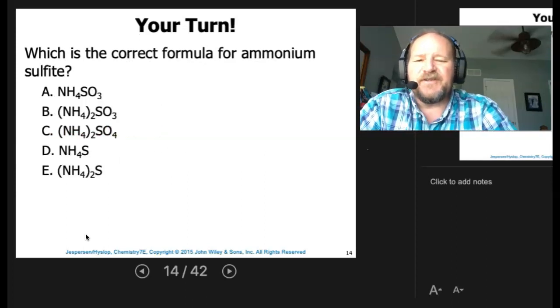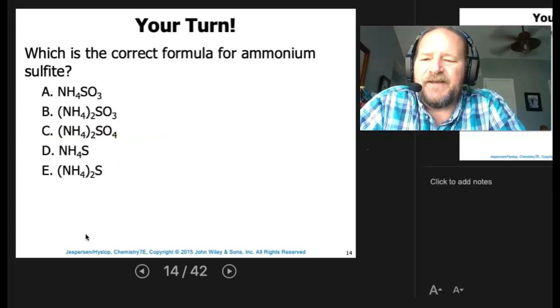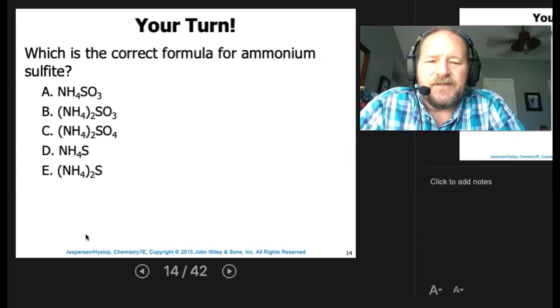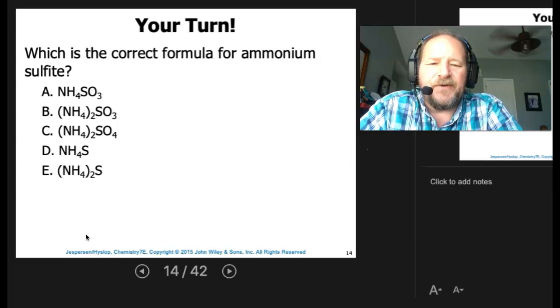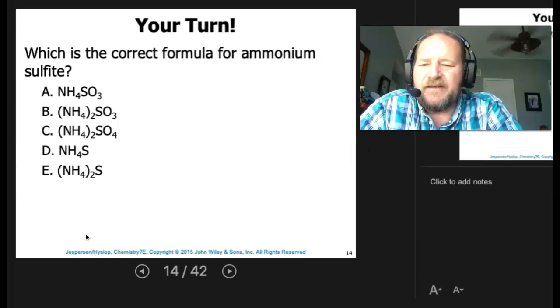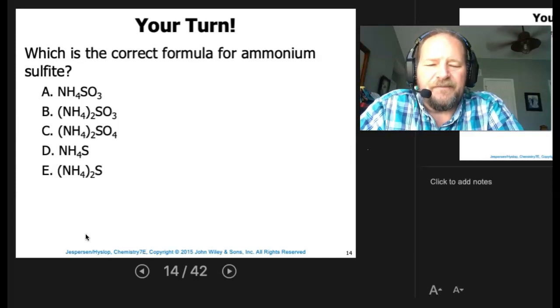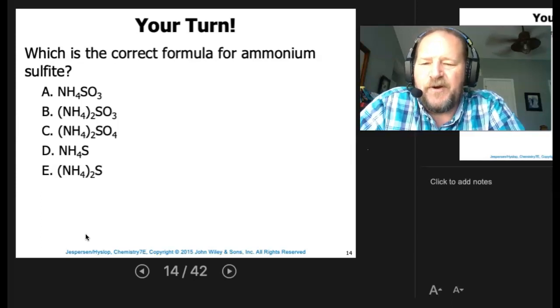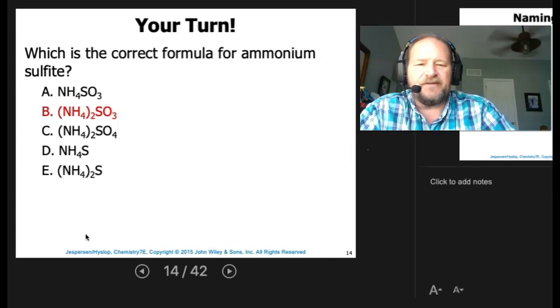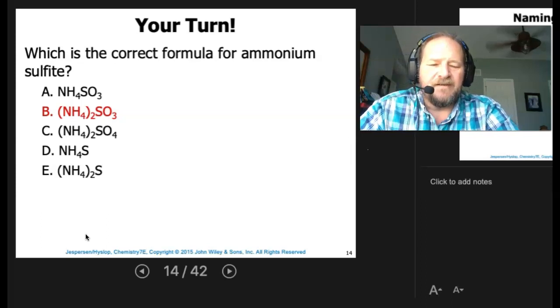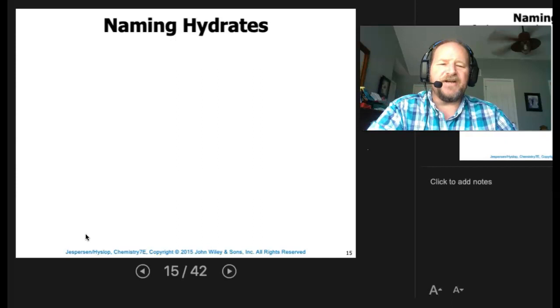All right, which is the correct formula for ammonium sulfite? Ammonium sulfite. Well, sulfite, ITE, is telling us that it's got to be an SO3 ending. So you can look on your polyatomic sheet there. We know that we have to deal with SO3, which means our answers are either A or B. The next thing I do is find the charge on sulfite, and sulfite's a -2. The charge on ammonium is +1, so when I crisscross those, I'm going to need 2 ammoniums, which means my answer should be B.